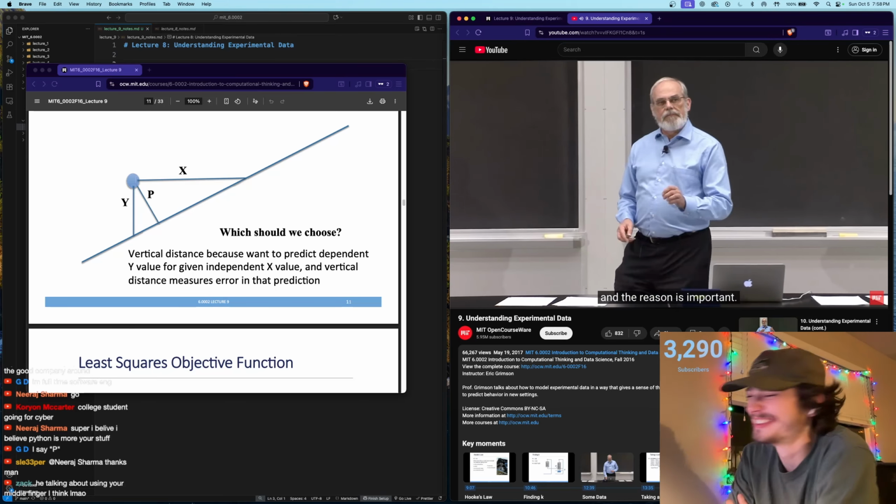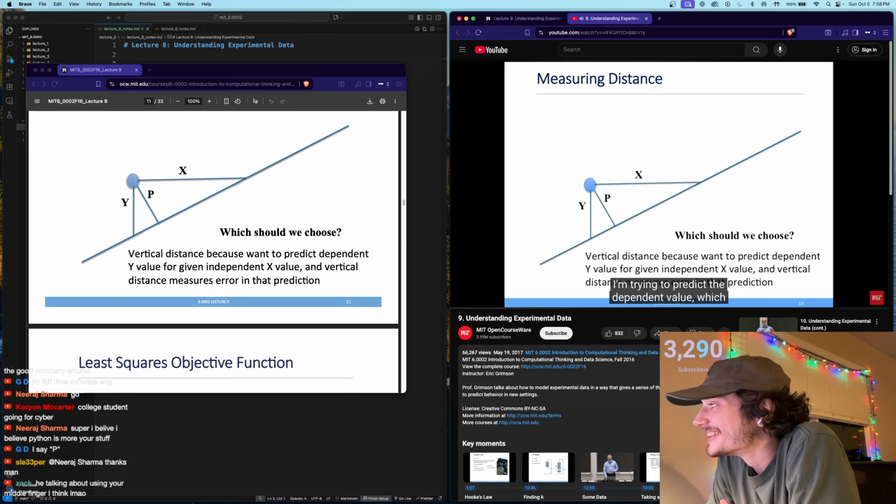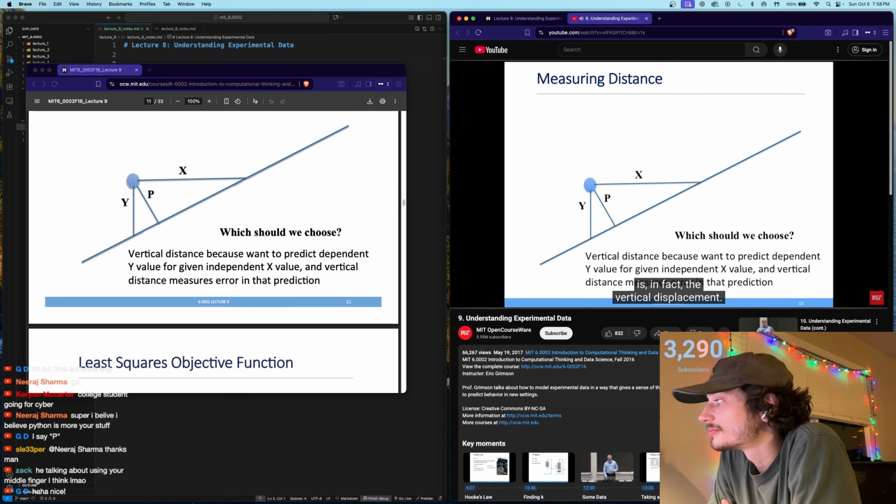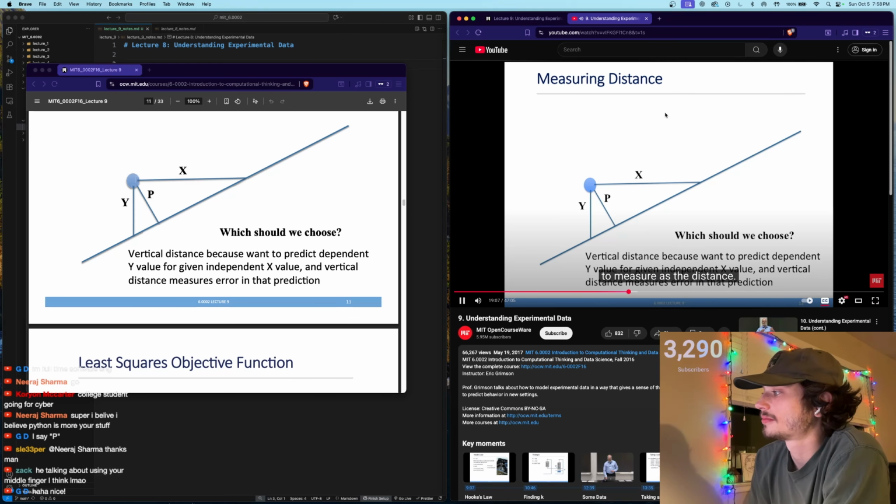The reason is important. I'm trying to predict the dependent value, which is the y value, given a new independent x value. And so the uncertainty is in fact the vertical displacement. So I'm going to use y. That displacement is the thing I'm going to measure as the distance. Okay.